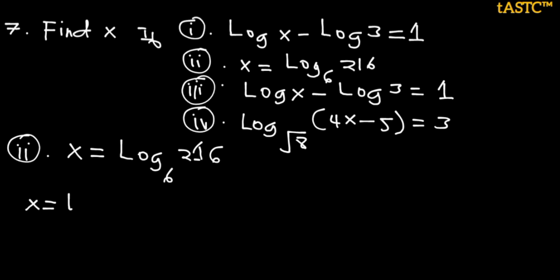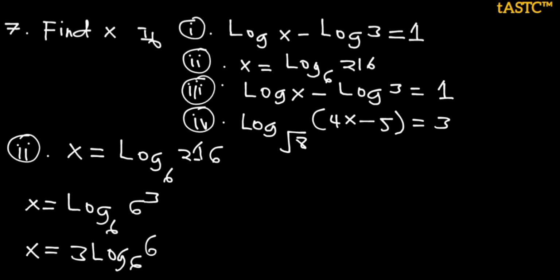So we have x equal to log to the base 6 of 6 to the 3rd. Now this is going to go to the front. So x is going to be 3 multiplied by log to the base 6 of a 6. And this whole stuff changes to a 1. So this will be x is equal to 3. And that will be the answer. X is equal to 3.